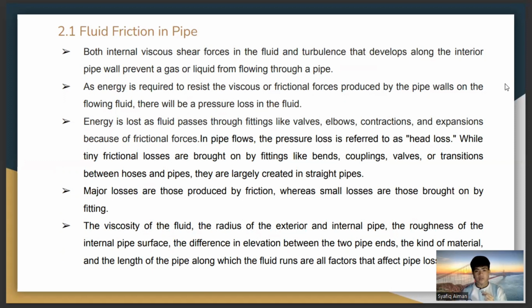In pipe flows, the pressure loss is referred to as head loss, while minor frictional losses are brought on by fittings like mesh, coupling, valve, or transition between hose and pipes. Major losses are largely created in straight pipes. Major losses are those produced by friction, whereas minor losses are those brought on by fittings. The viscosity of the fluid, the radius of the exterior and internal pipe, the roughness of the internal pipe surface, the difference in elevation between the pipe ends, the kind of material, and the length of the pipe along which the fluid runs are all factors that affect pipe losses.